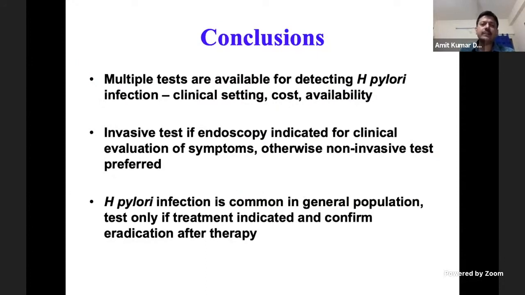So to conclude, as I said, multiple tests are available for detecting H. pylori infection. The test we'll do depends on the clinical setting, the cost, and the availability of what we have. If you are doing an endoscopy for clinical evaluation of symptoms, then you can go for invasive tests like a rapid urease test or the histopathology. Otherwise, a non-invasive test like a urea breath test or stool antigen. H. pylori is common, but we should only treat when there is an indication for therapy.